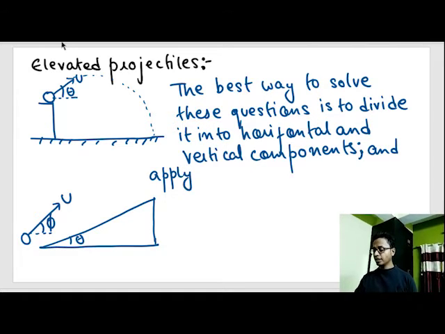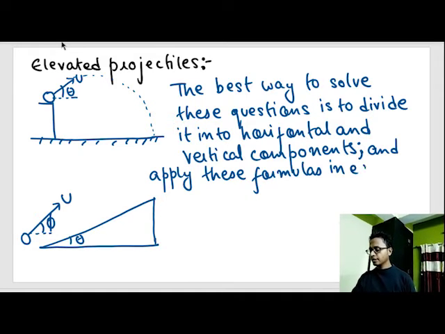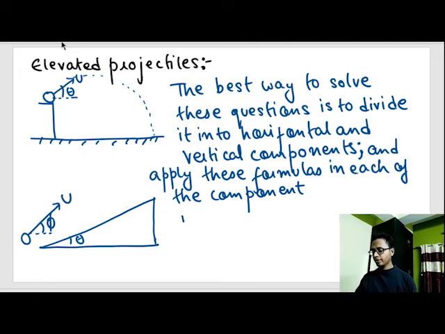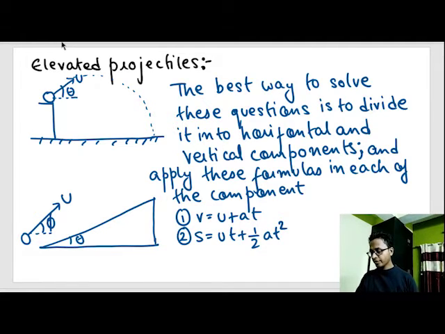Can you guess the formulas? The formulas are v equals u plus at; s, or displacement, this is not distance, equals ut plus half at squared; and v squared equals u squared plus 2as.